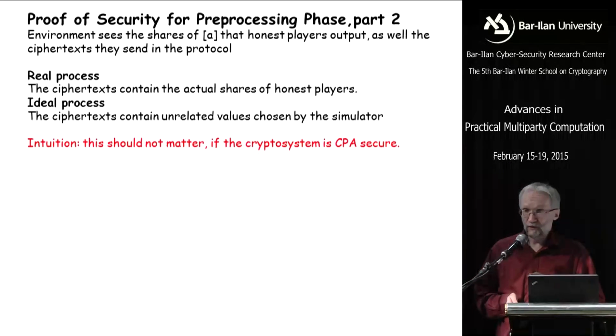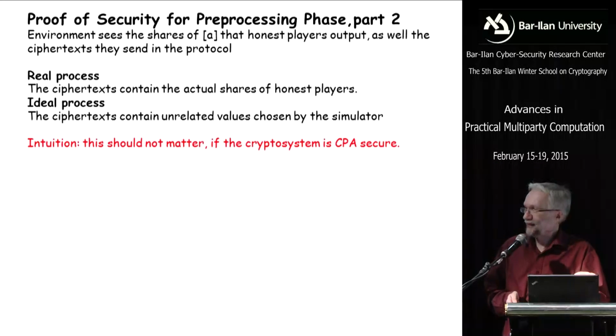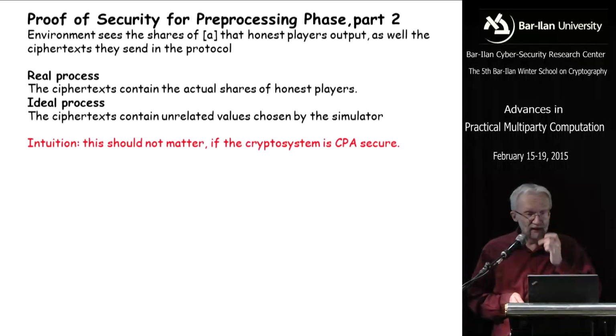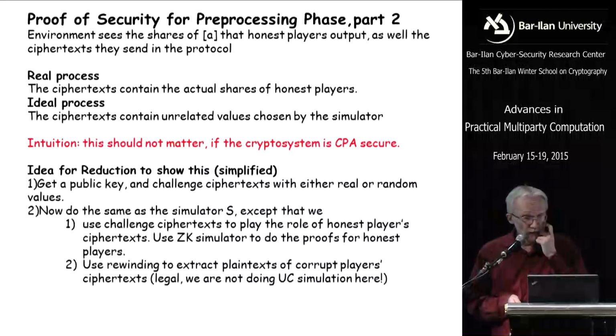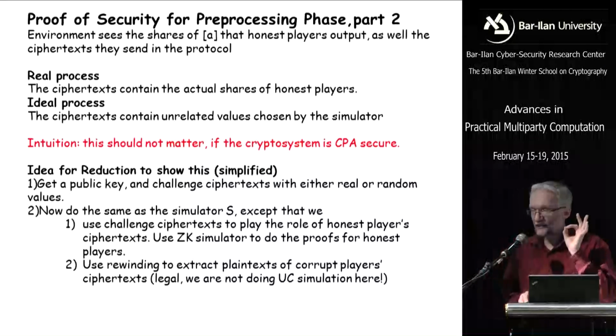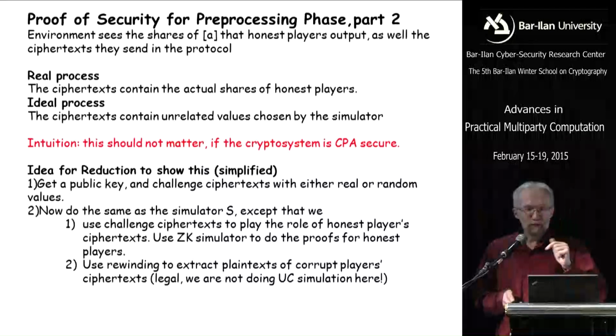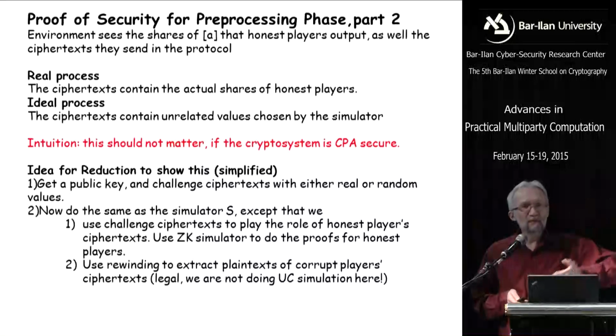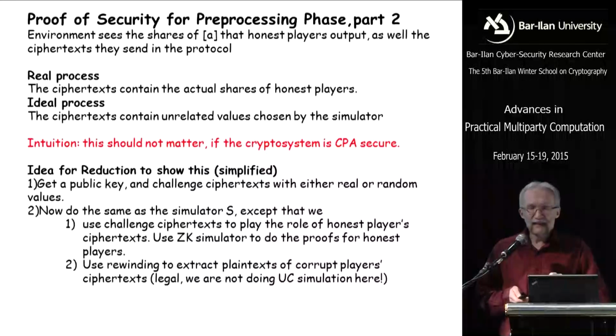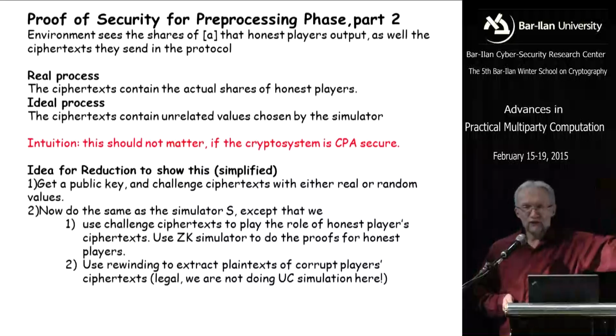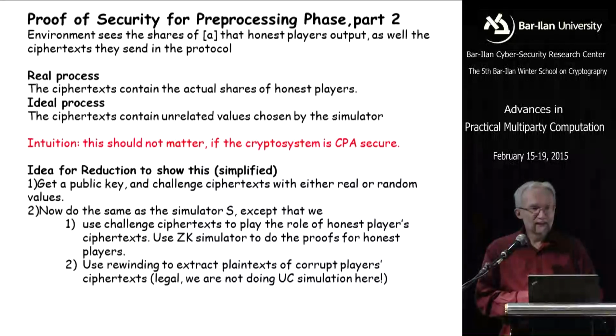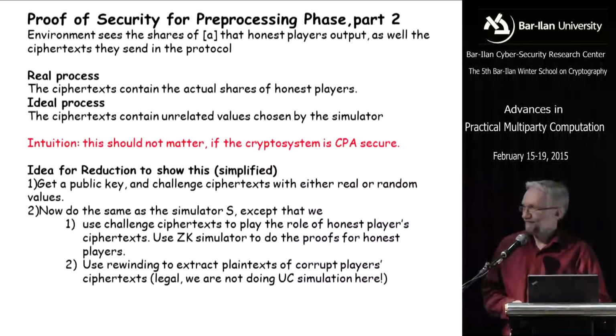This shouldn't matter if the encryption system is CPA secure. That intuition is true. So here's an idea for a reduction. We still simulate, but we do it differently. Think of it as playing the CPA oracle game. We get a public key, and then we can ask for either those kinds of ciphertexts or those kinds of ciphertexts. So we say, either give me challenge ciphertexts that have unrelated garbage in them, or give me ciphertexts that have these shares in them. I get one of either kind, and I have to tell which one I got.